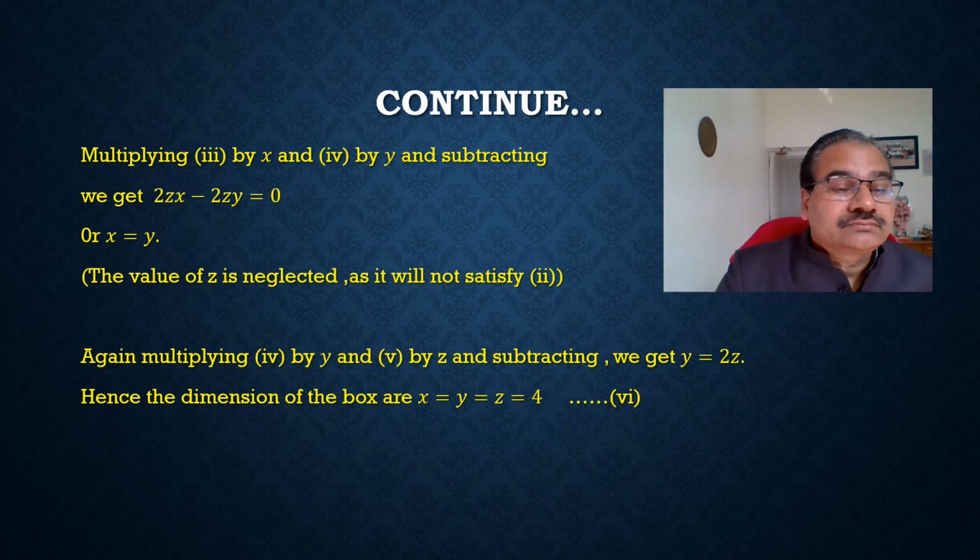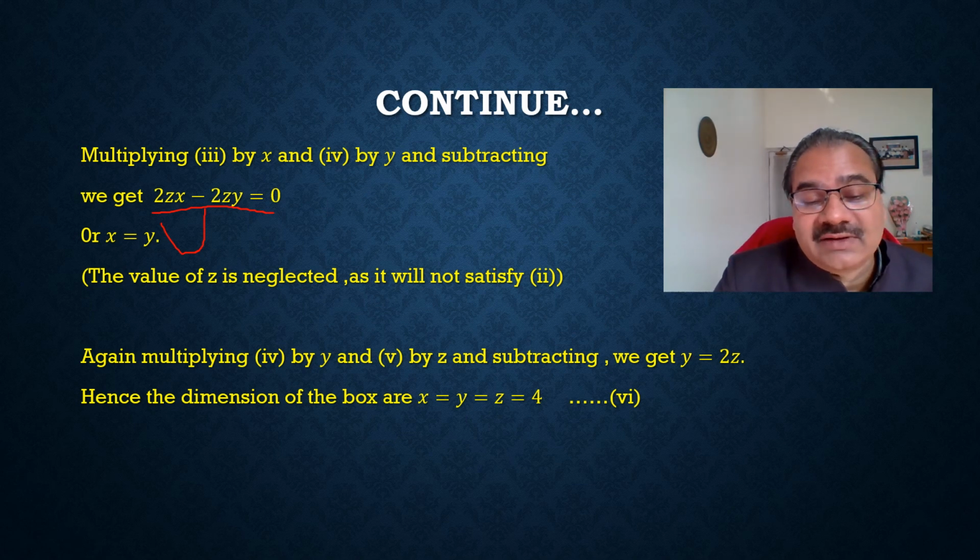You will get all these three partial derivatives with respect to x, y, and z. Now, multiplying equation 3 by x and equation 4 by y and subtracting, we will get 2zx minus 2zy is 0. And from here, you will get x is equal to y. The value z is neglected as it will not satisfy equation 2. If you check, you will find what I want to convey here.